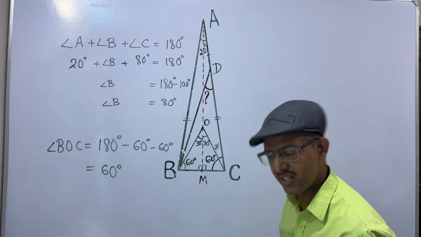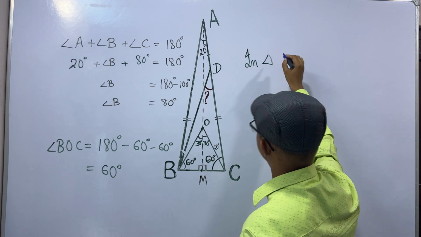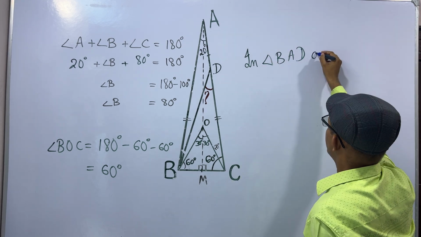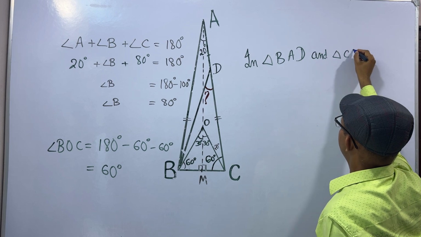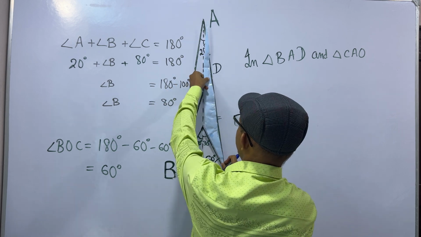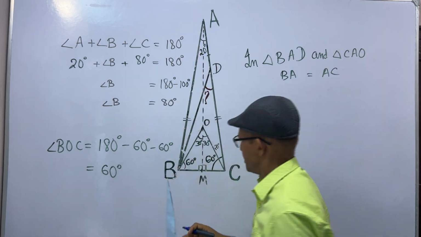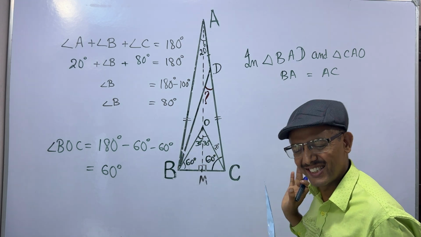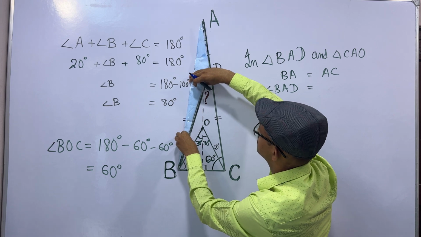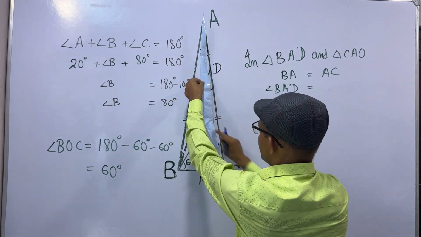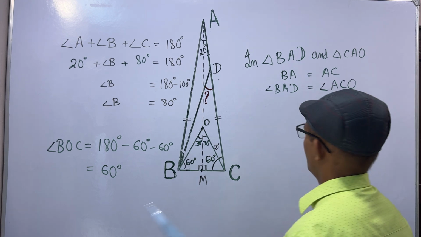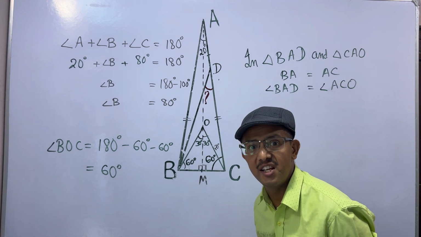The answer is yes. In triangle BAD and triangle CAO, side BA equals side AC. Why is it so? The triangle is isosceles. Angle BAD equals angle ACO. Why is it so? They measure 20 degrees each.